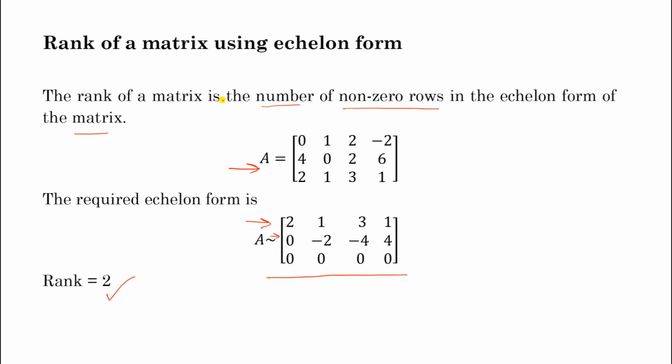The one thing you have to remember is we are applying only row transformations to reduce a matrix into echelon form. We are not using column transformations. So we will use only row transformations to reduce a matrix into echelon form. Later on we will see how we can use this to find the solution of a system of linear equations.